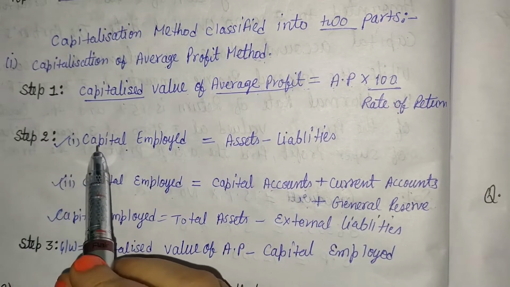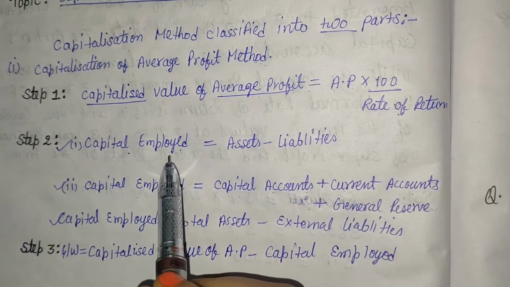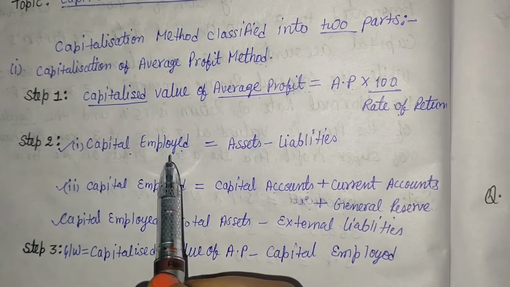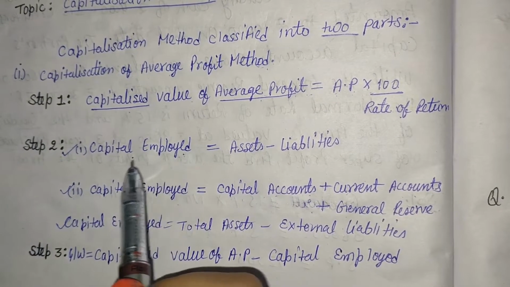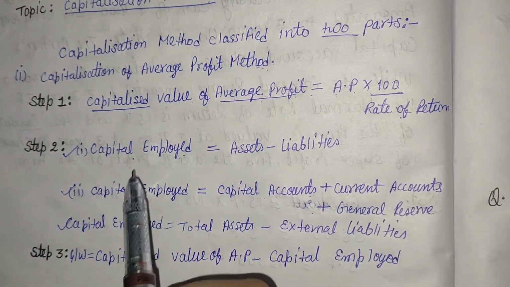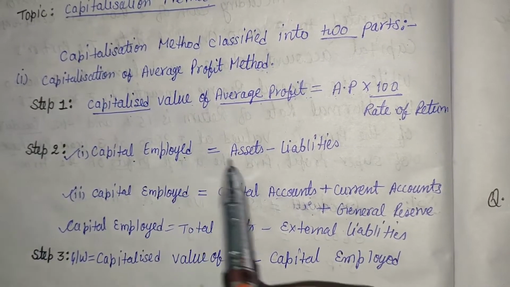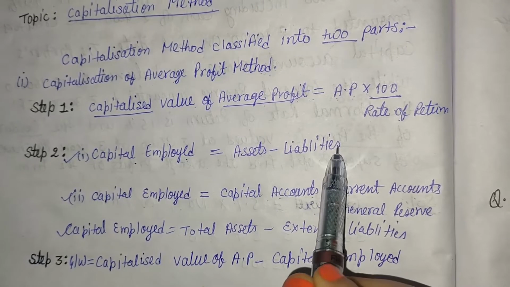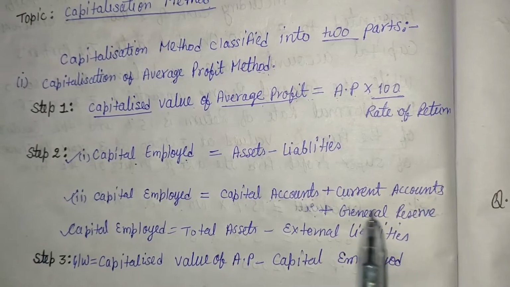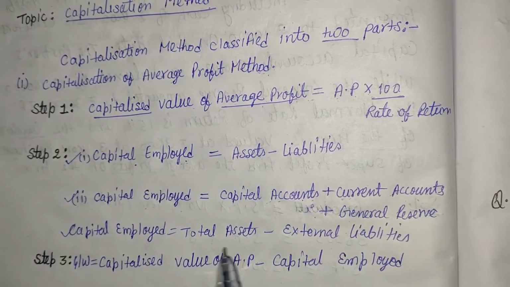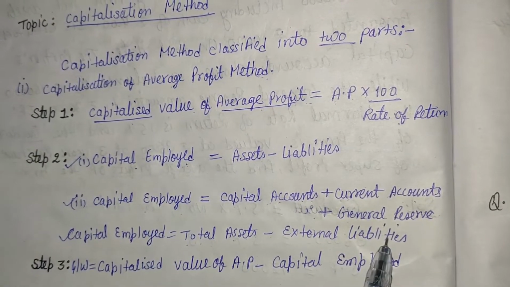Second, we have to calculate capital employed. If capital employed is directly given in the question, then no problem arises. But if capital employed is not given in the question, then we will have to calculate capital employed with the following formulas. There are three formulas for calculating capital employed. The first one is assets minus liabilities. The second one is capital account plus current account plus general reserve. And the third formula of capital employed is total assets minus external liabilities.